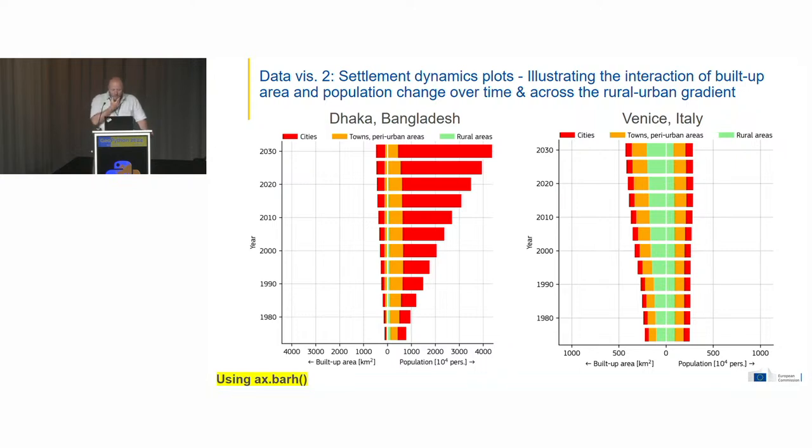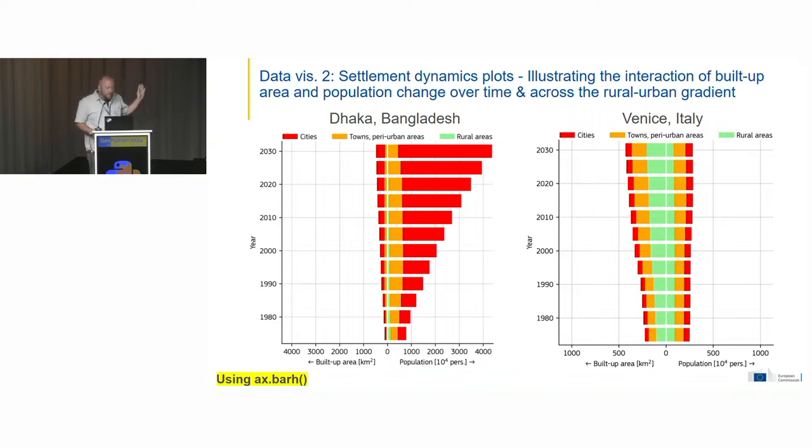And one effective way to convey all this information into a single graph or graphic are what we call settlement dynamic plots. So it's really just very simple horizontal bar charts in Matplotlib. We have the time component on the y-axis, and then to the right we plot population, and to the left we plot the built-up area in a given year for a given area of interest, which can be a city or a bounding box around a city, for example.